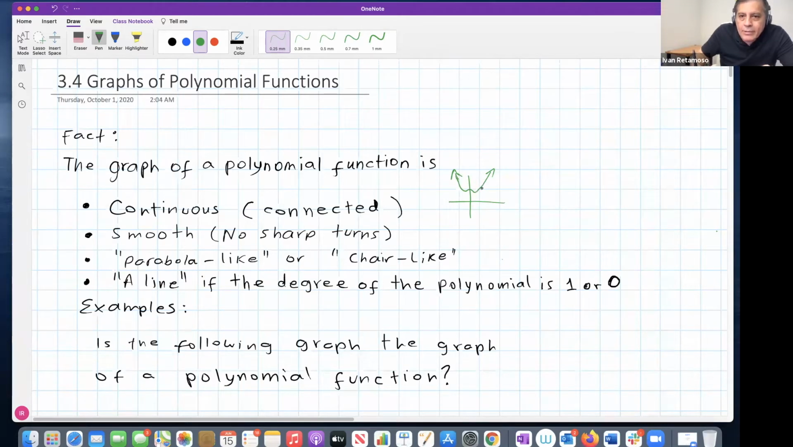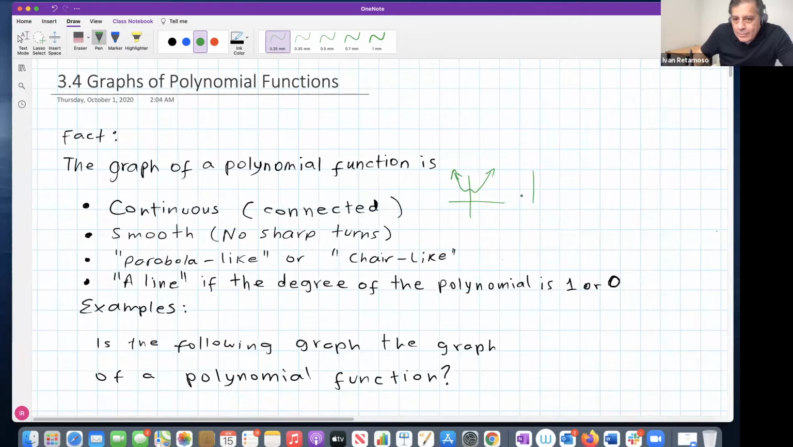Eventually, it will show a parabola-like shape, right? But in the middle, probably some ups and downs. We don't know, right? But it has to be, no matter what, connected, all in one piece. Cannot be broken. That's what it's saying.